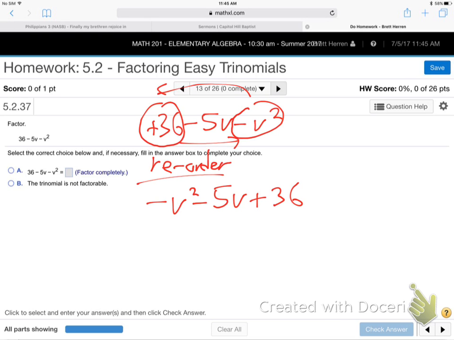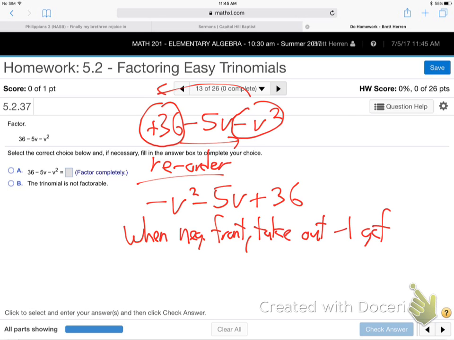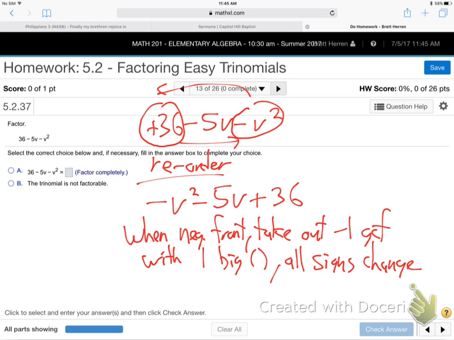So far, so good. Now, another special rule. When negative in the front, take out -1 GCF with one big parenthesis, all signs change. Yeah, this one's got a couple wrinkles.